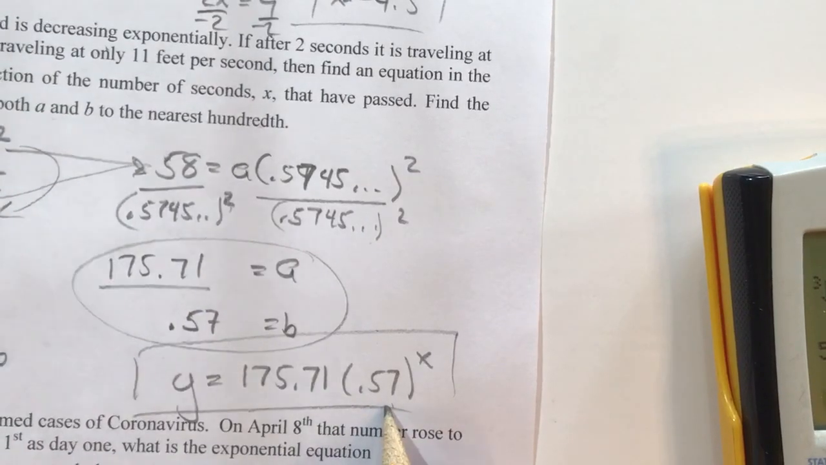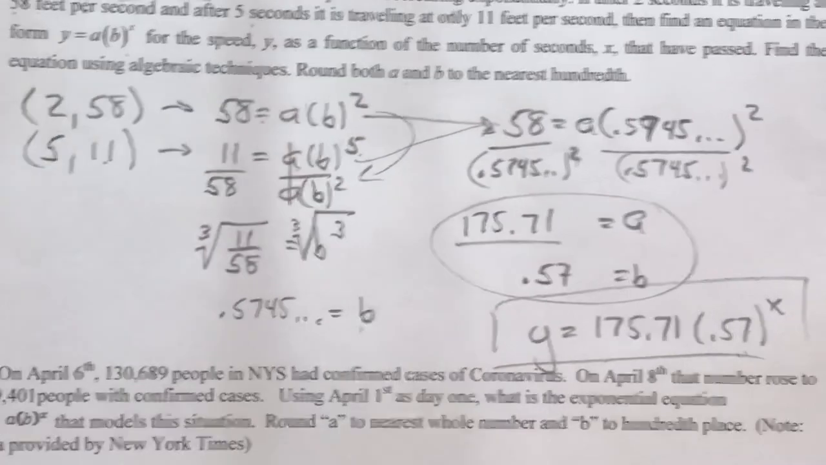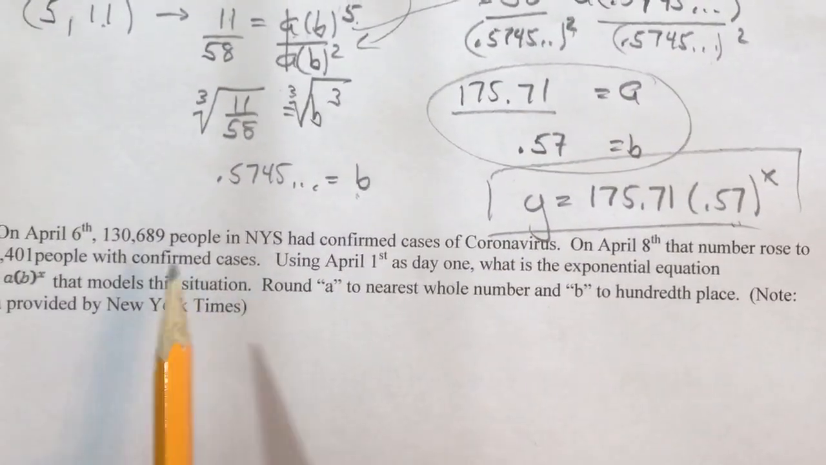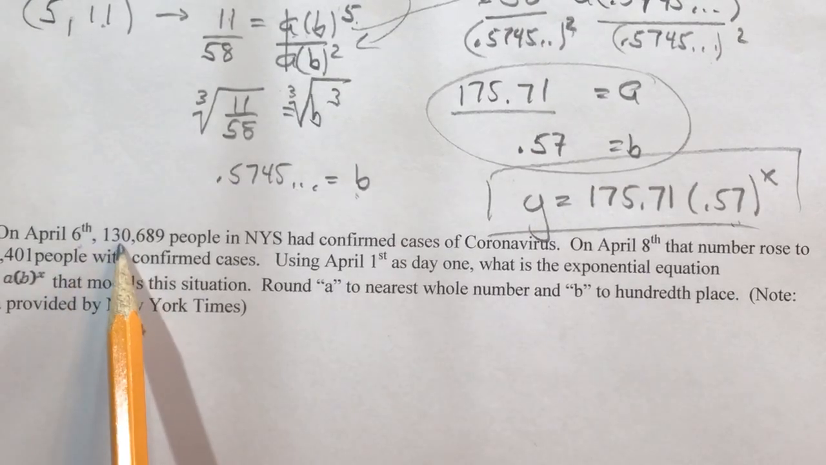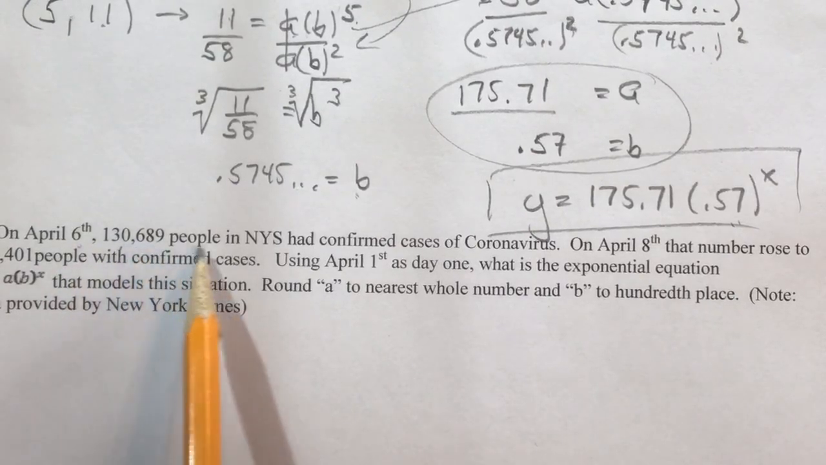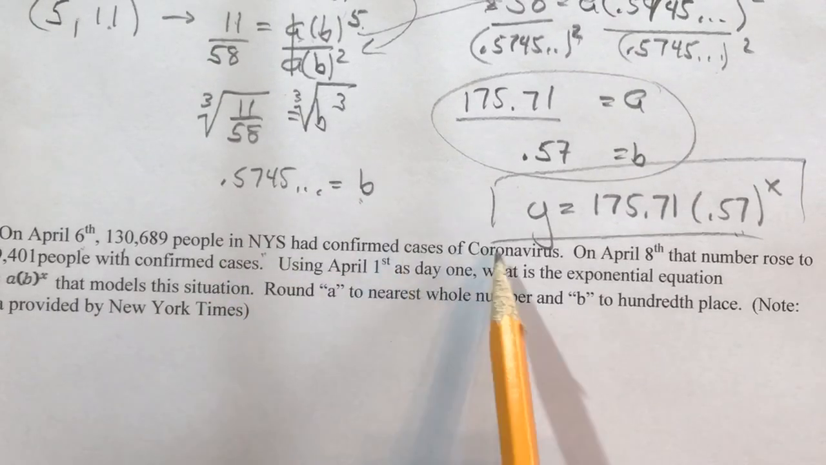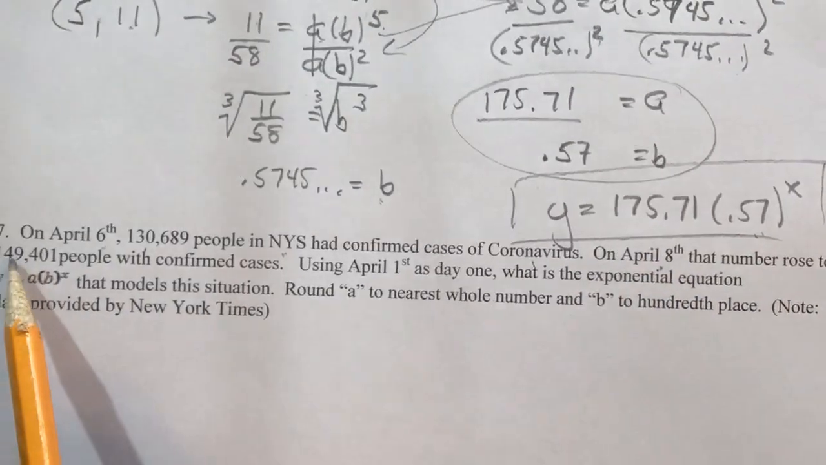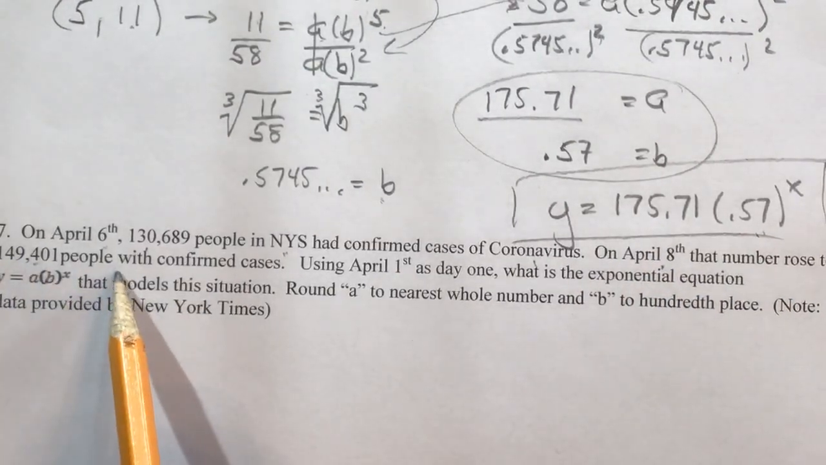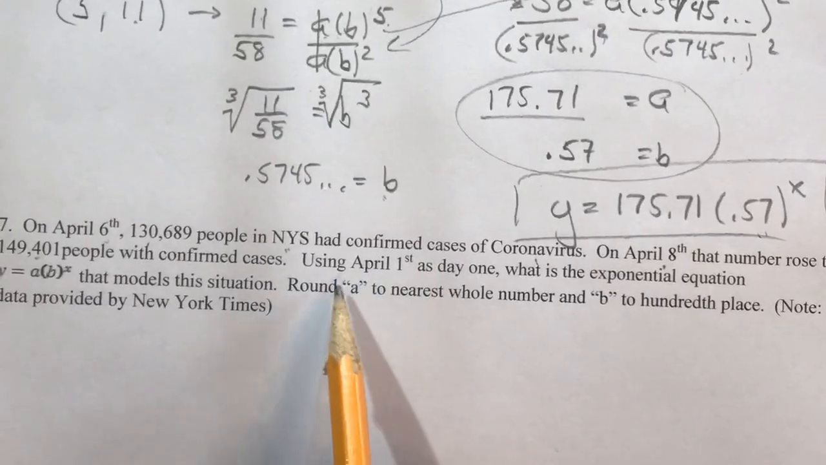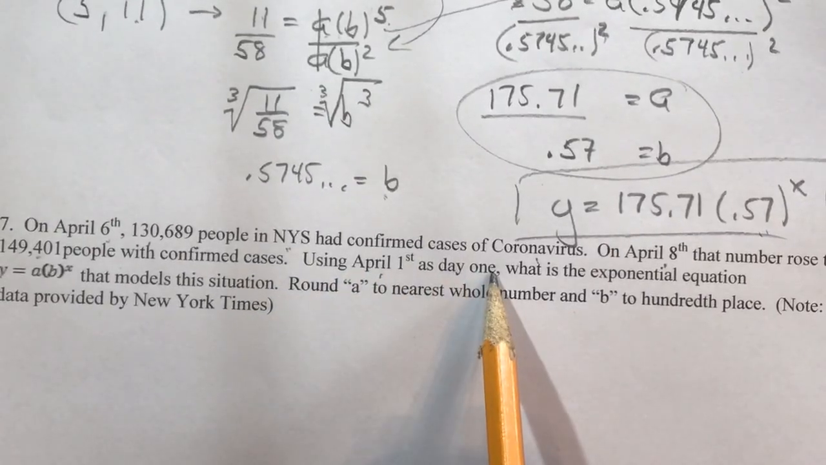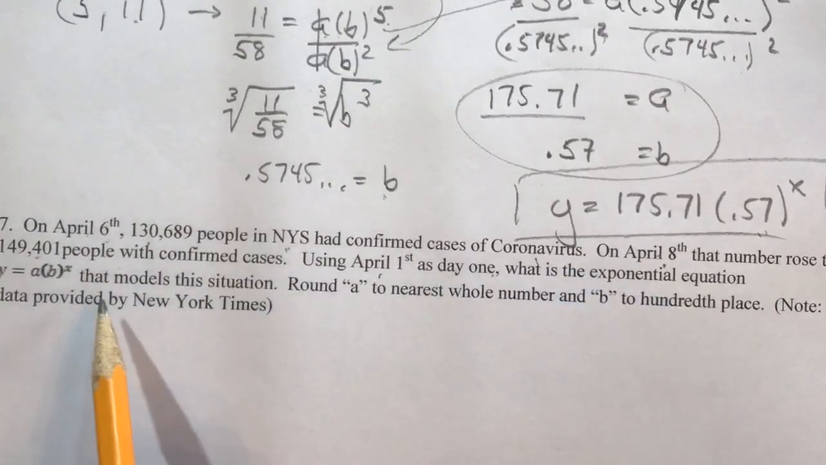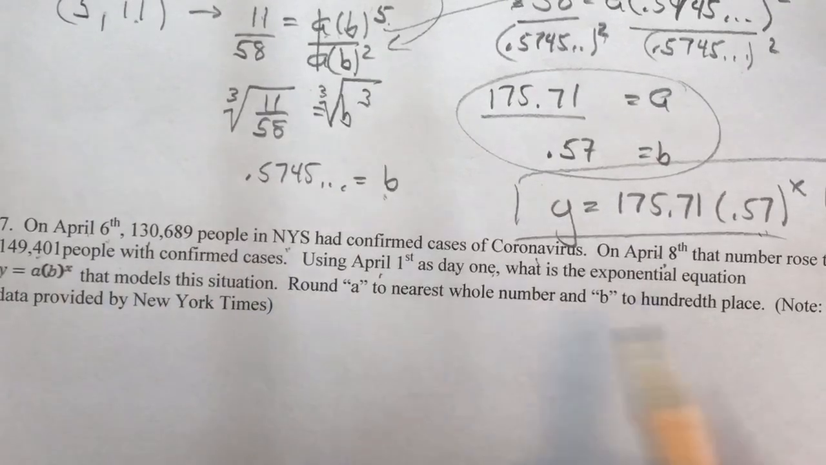All right, now we're going to look at something growing. I've been watching way too much news, so I figured I'd use some real data. On April 6th, 130,687 people in New York State had confirmed cases of coronavirus. 2 days later, April 8th, that number rose to 149,401 people. So obviously we're growing. I'm going to use April 1st as the first day, which means this is day 6, this is day 8. I'm trying to make it simple. Come up with the model. How fast are we growing?